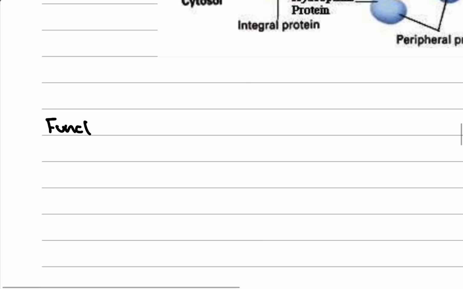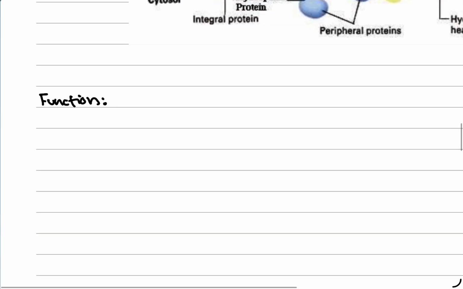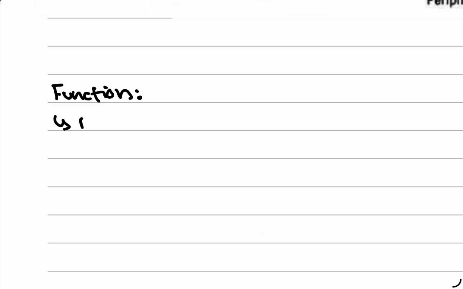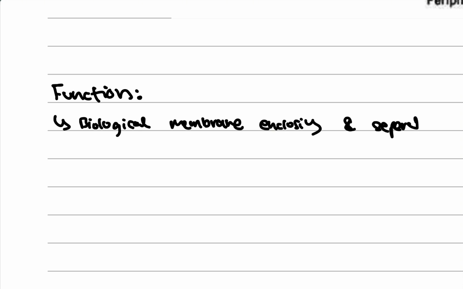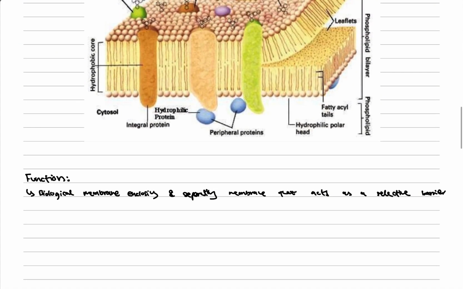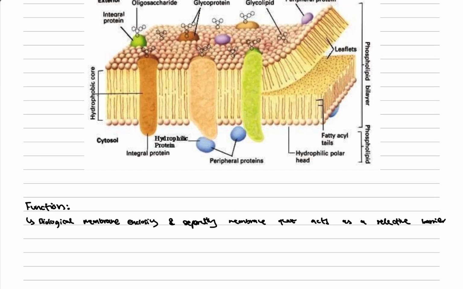So function. I kind of jumped ahead of myself there, but the function of the cell membrane is that it is a biological membrane enclosing and separating membrane that acts as a selective barrier. So that's what it basically does. It basically acts as a barrier for what enters and exits a cell, essentially.